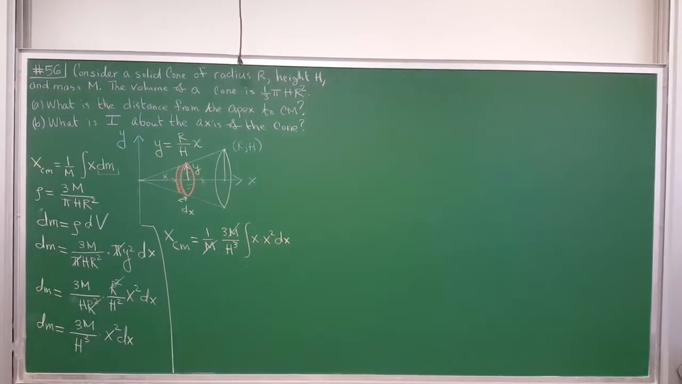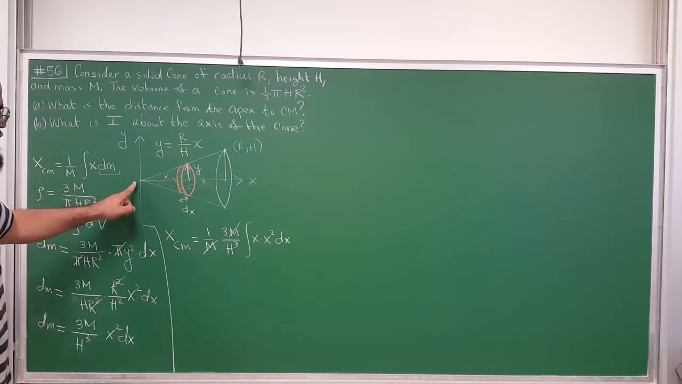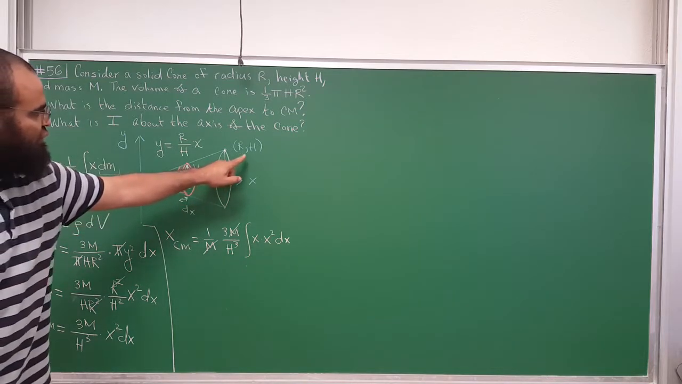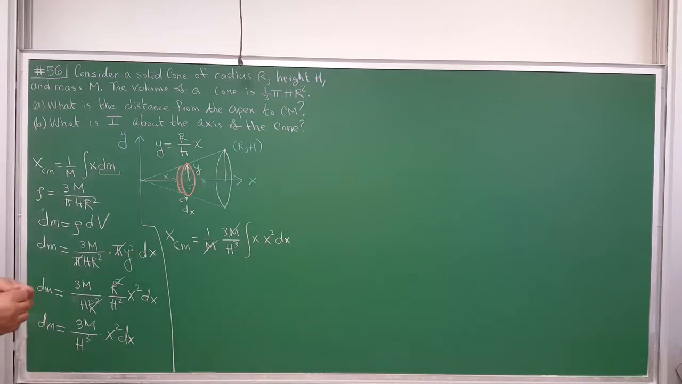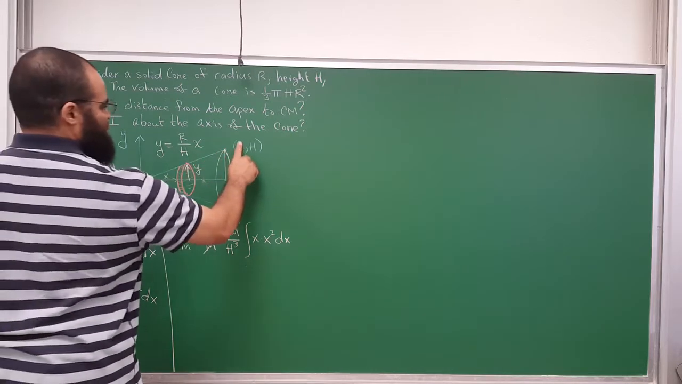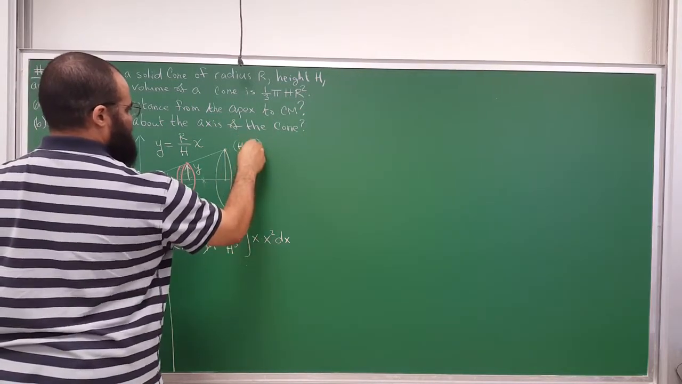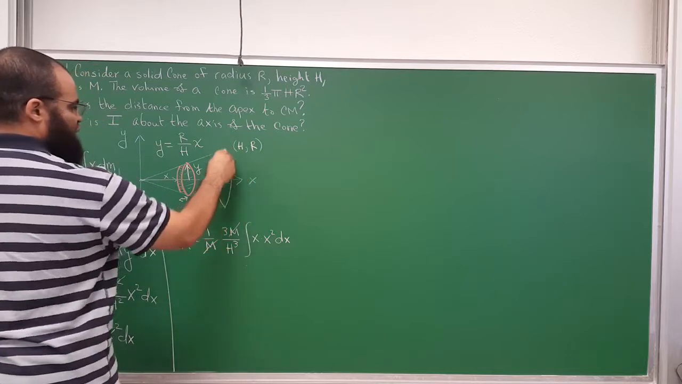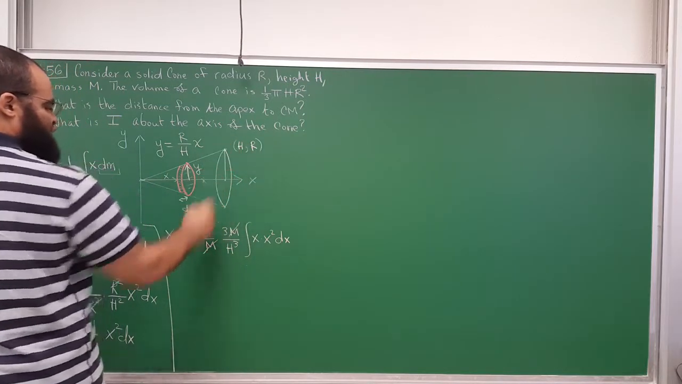Where do we integrate? Well, we integrate whatever the mass is. The mass is found between x equal to 0 all the way to x equal to h. The coordinates of this point are h and r, right? The x coordinate is the height, and the y coordinate is the radius.